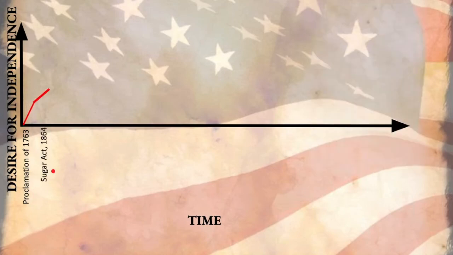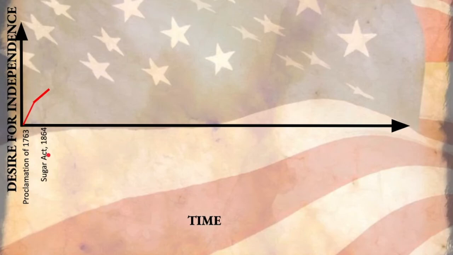The Sugar Act in 1764, wrong year, makes more people mad because, if you remember, because of the French and Indian War, Britain had a huge amount of debt, and they wanted to have that paid off, and they felt the colonists should pay their share of it. So they passed a bunch of acts, one of them being the Sugar Act. This is under George Grenville, the Minister of Finance.